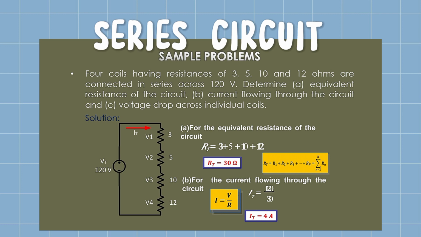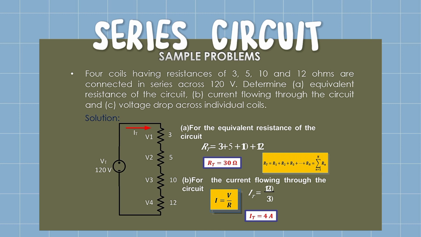So we can use the formula for finding the total resistance. Total resistance is equal to the summation of each individual resistance. R sub T is equal to the summation of each given resistance, which is 3 plus 5 plus 10 plus 12, equal to 30 ohms.